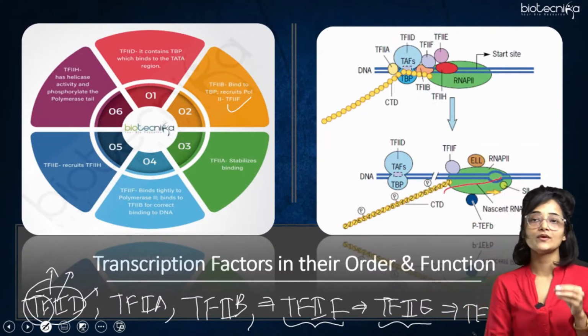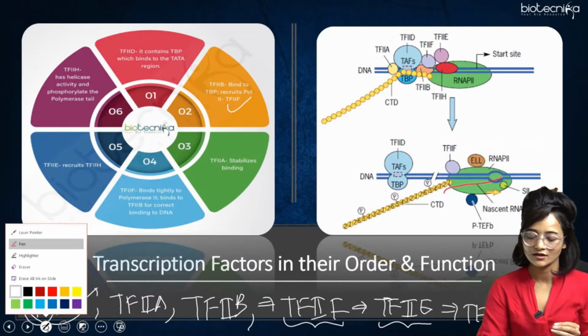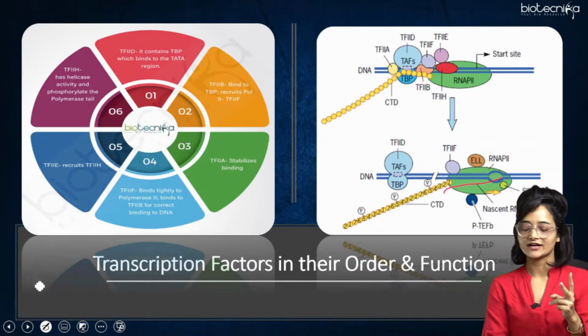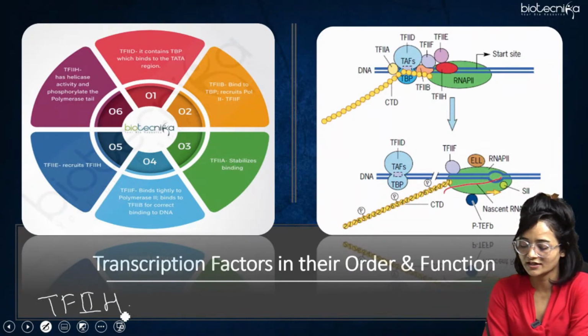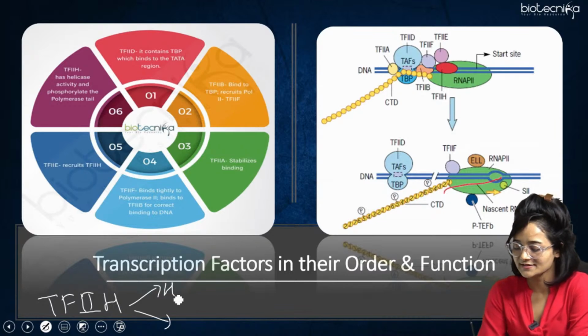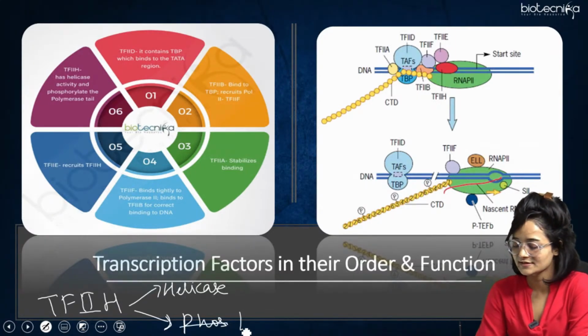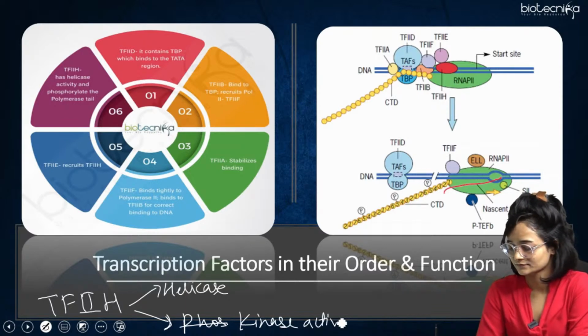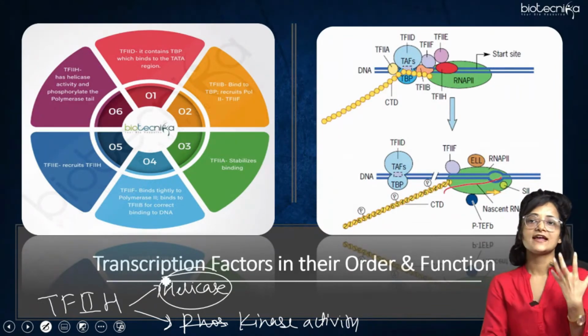Now, TFIIH is one of the very important transcription factors. It has two major activities: one is the helicase activity, and the other is the phosphorylation, or kinase, activity. So the first activity is the helicase activity.